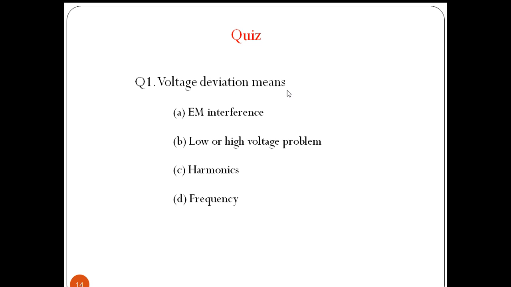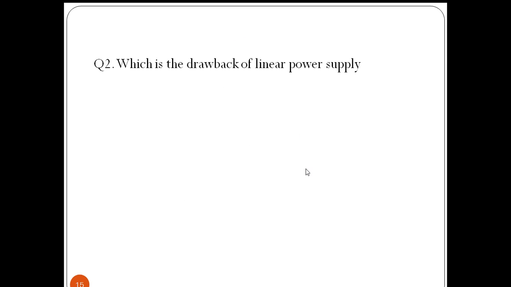Voltage deviations means: option A, electromagnetic interference; option B, low or high voltage problem; option C, harmonics; option D, frequency. So option B is the correct answer. Voltage deviation means variations in voltage, whether it may be low voltage or high voltage.